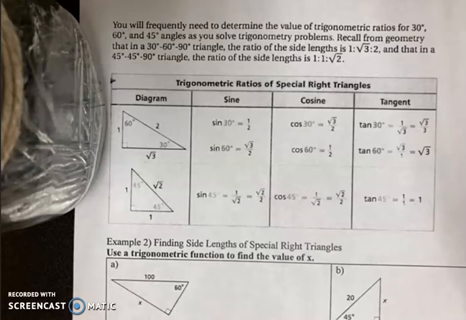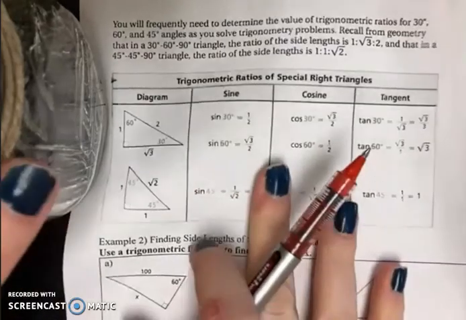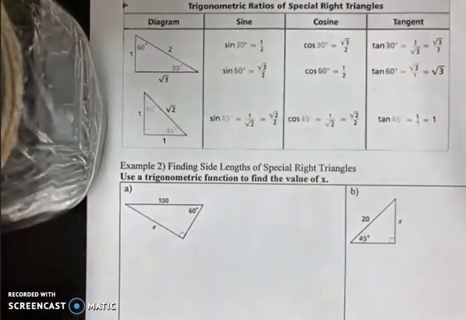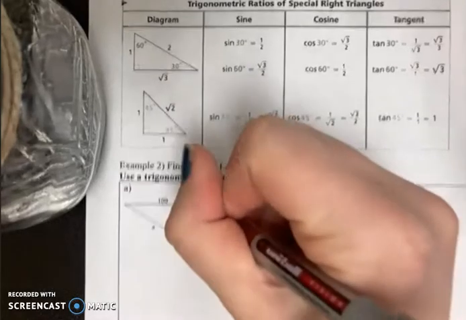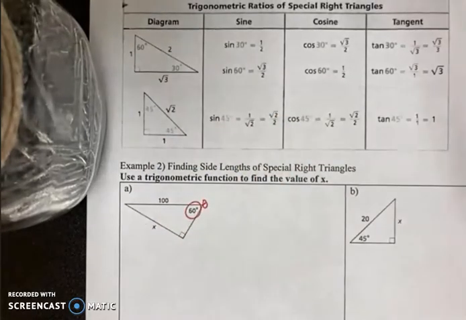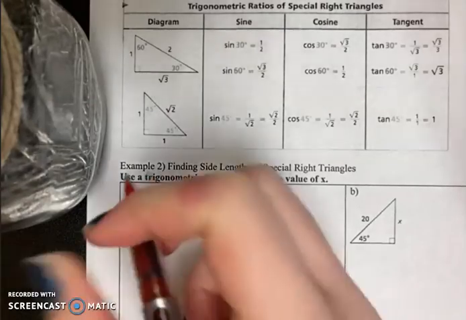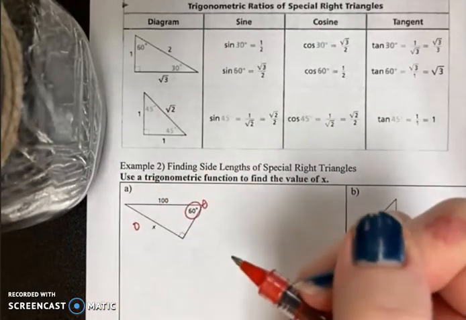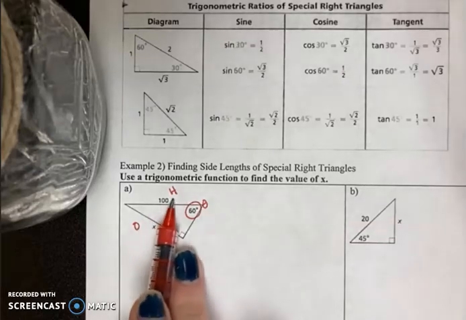So we're going to use one of these trigonometric functions in order to find a value of x. So we're going to be solving here using these ratios. Part A, I have a 60-degree angle. That's my theta, my reference angle. So if this is my theta, I have opposite being x and the hypotenuse as 100. So which function uses opposite and hypotenuse?